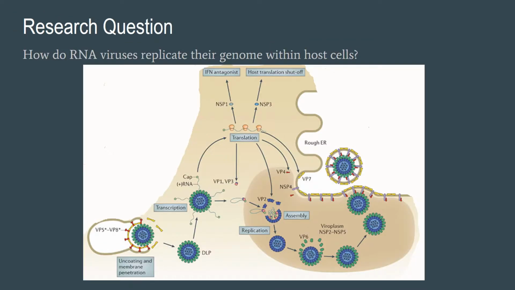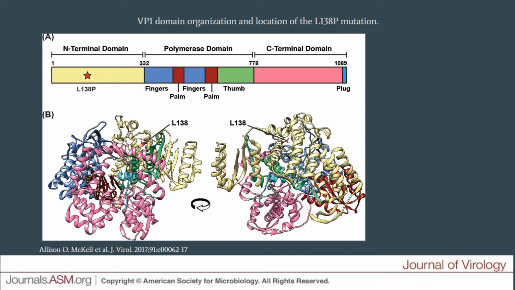The research question that we present is: how do RNA viruses replicate their genome within host cells? In a study by Biochem et al., a temperature-sensitive mutant of simian rotavirus strain SA11 was studied. The leucine to proline mutation is located at the N-terminus and was known to affect the VP1 polymerase. At 39 degrees Celsius, there is diminished growth and RNA synthesis compared to 31 degrees Celsius. The researchers wanted to investigate the mechanism behind the temperature-sensitive phenotype.